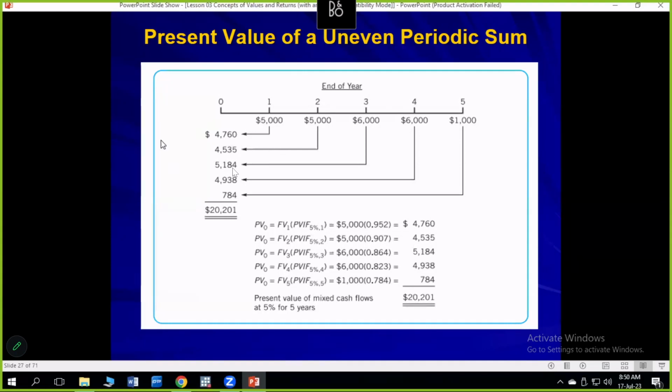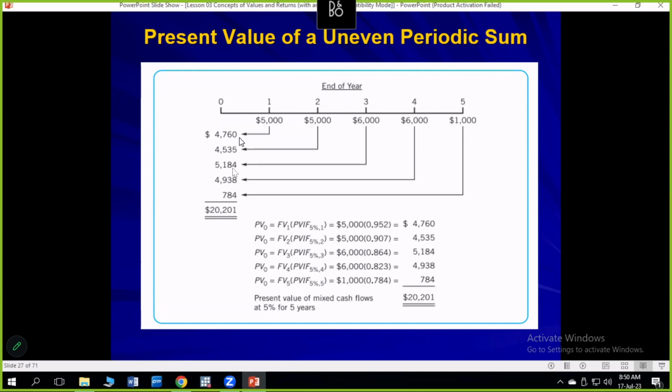The illustration given here is from 0 to 5 years. At the end of the first year, 5,000 is coming. Second year, 5,000 is coming. Third year, 6,000 is coming. Then the fourth year, 6,000 is coming. And finally, 1,000 is coming. So individually, you want to convert all these to present values, because the amounts are different.